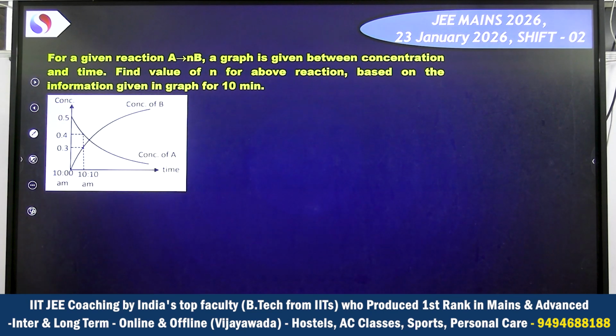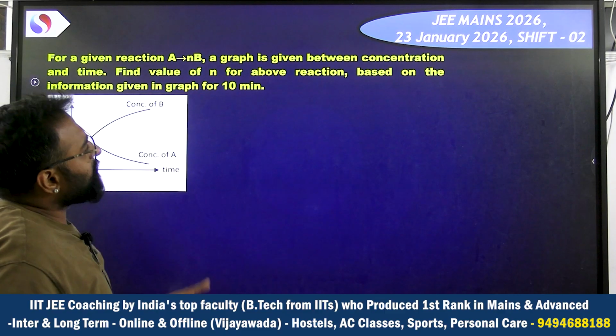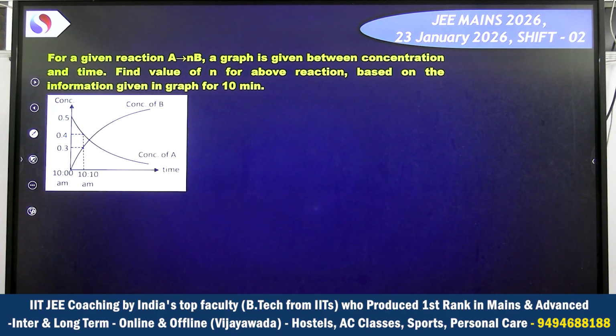Next, for the given value A, a graph is given between concentration and time. Find the value of N for the above reaction based on the information given in the graph for 10 minutes. This is the question given for us. The question seems to be for a given value.